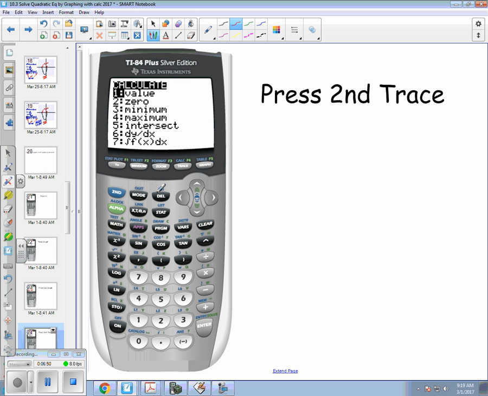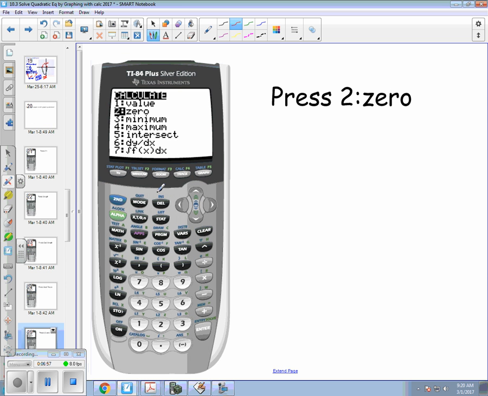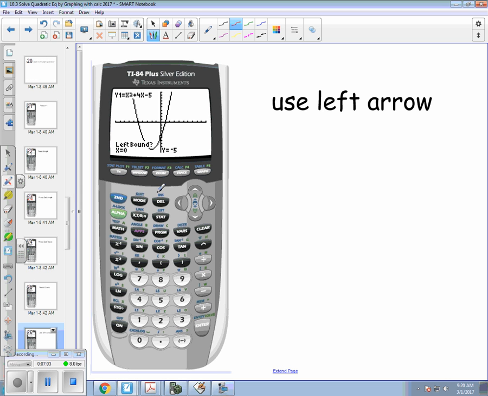I can also find those by pressing second trace, which gets you to this screen. Then we are going to press 2 to go to our zeros. When we press that 2, we get this screen, and we see that it says left bound down in the bottom left-hand corner.